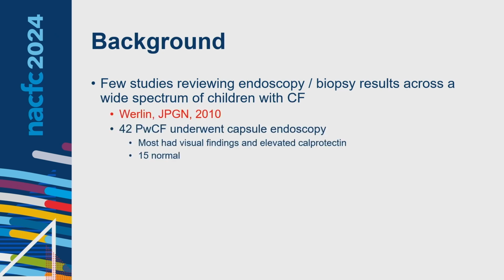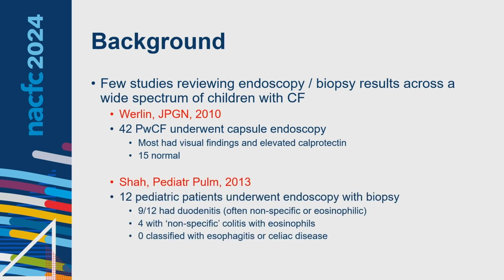So one was actually a capsule study from about 15 years ago. Most of the patients had abnormal visual findings and an elevated calprotectin. 15 were normal, so about a third were normal, 2/3 were abnormal. And then really one of the only pediatric studies had 12 patients. 9 out of the 12, 3/4, had some kind of nonspecific duodenitis. It was interesting to me that 4 were classified as a nonspecific colitis with eosinophils, and then 0 were actually some other, clear mucosal disease on top of their CF.